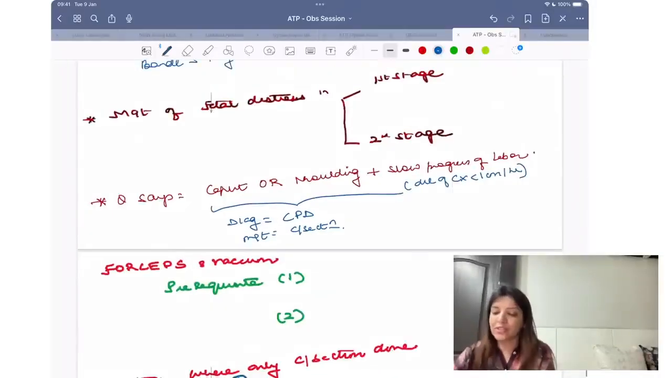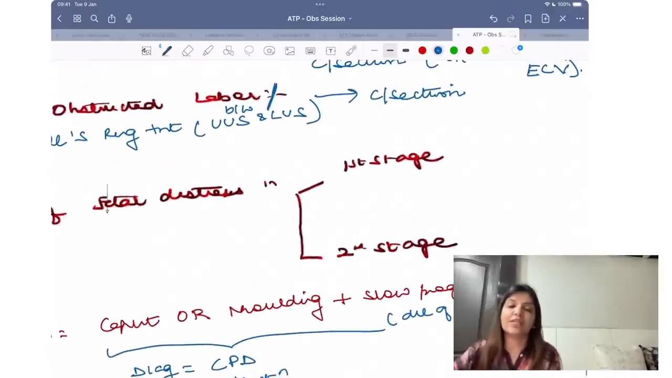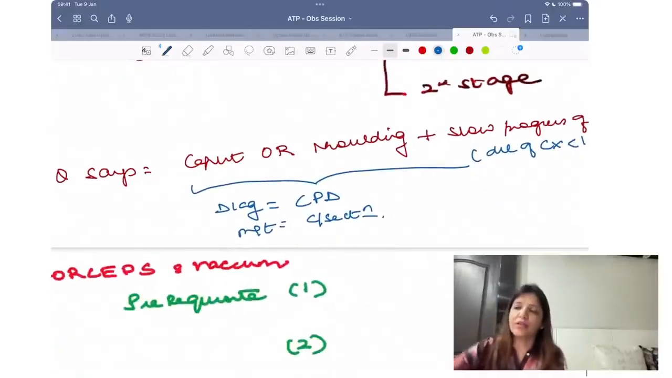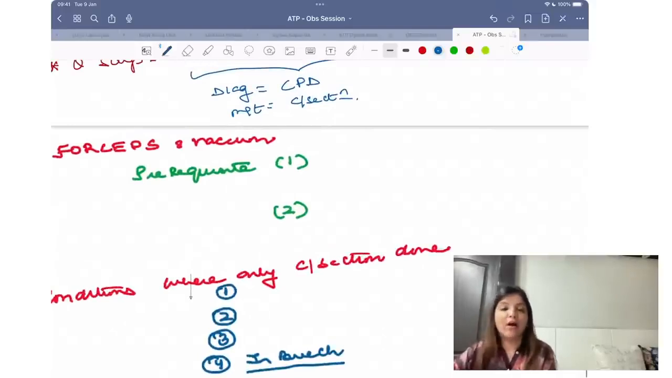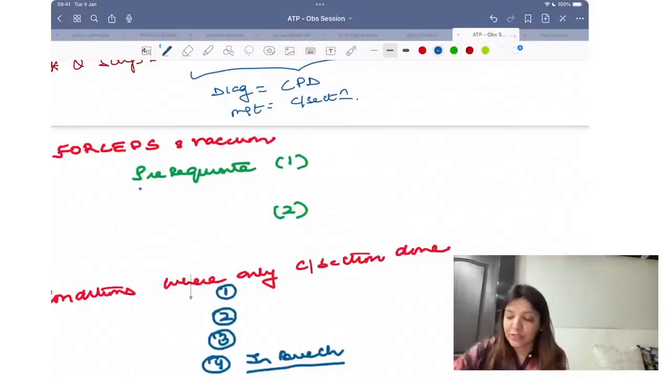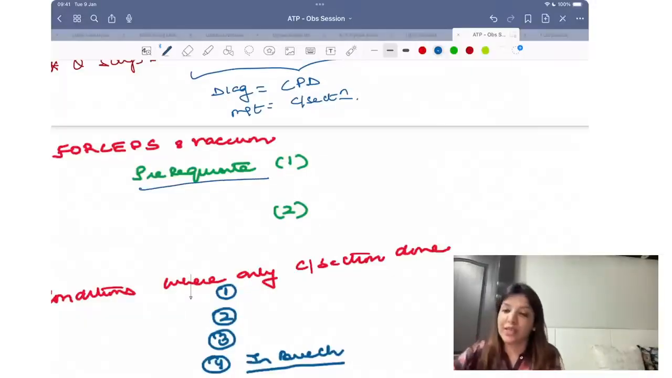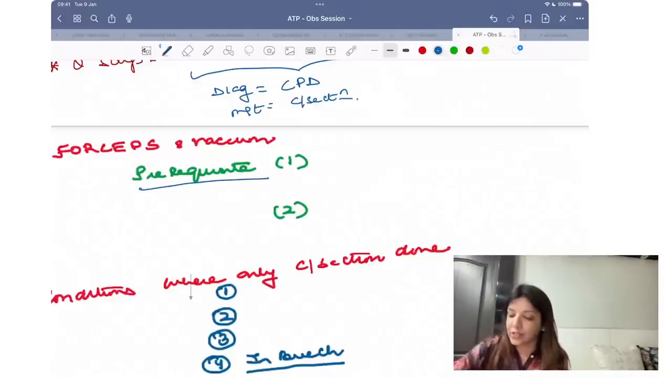Now, if your question says that there is fetal distress in first stage of labor, what I want all of you to understand before I talk to you about fetal distress is a few important things about forceps and vacuum. Please remember, what is the prerequisite for forceps and vacuum? The prerequisite is that the cervix should be fully dilated.